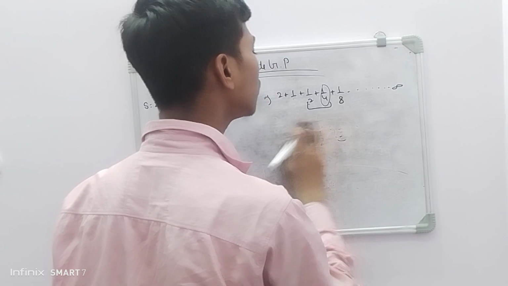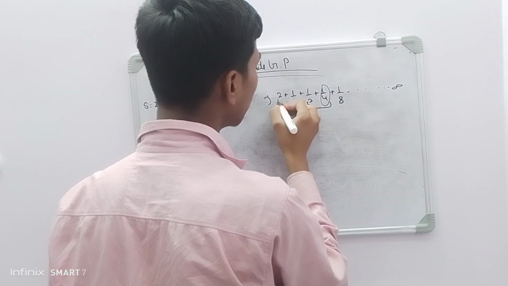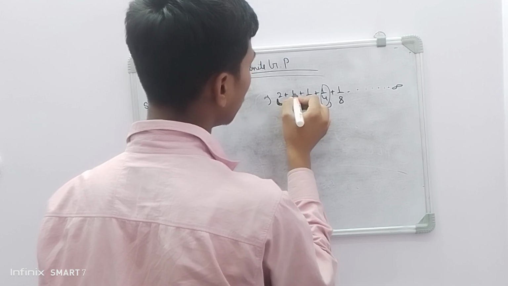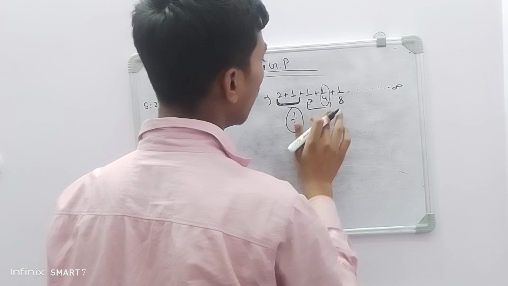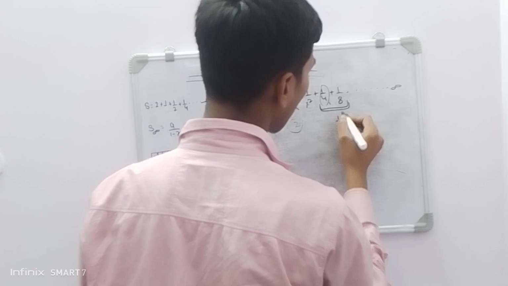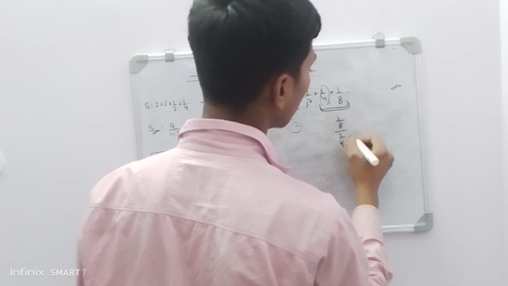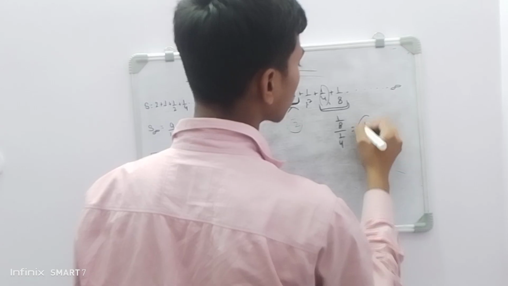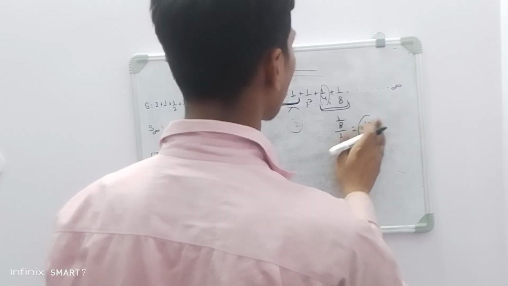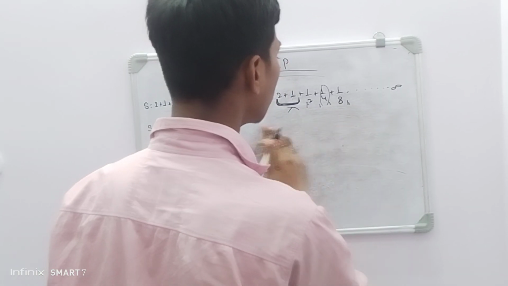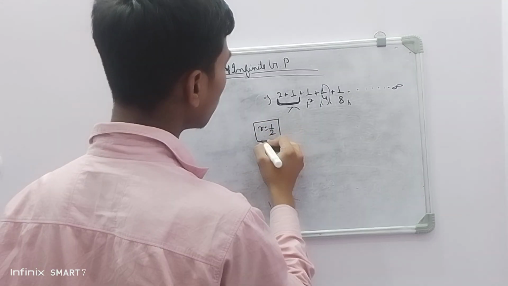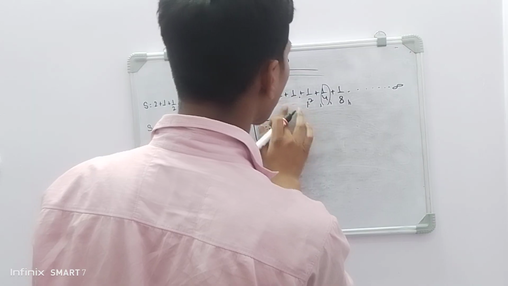And you could take any two consecutive numbers, like the 1 by 8 and 1 by 4, then you will get the 1 by 2. So you could take any two consecutive numbers and you will get the common ratio. So in this GP we have the common ratio R equal to 1 by 2.